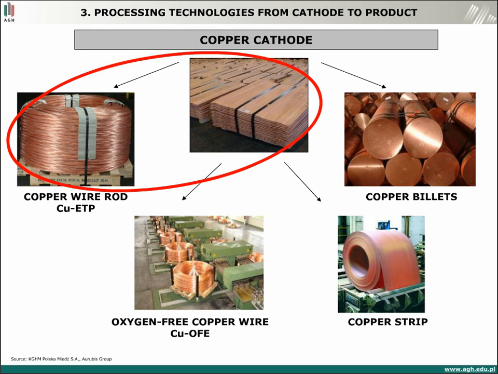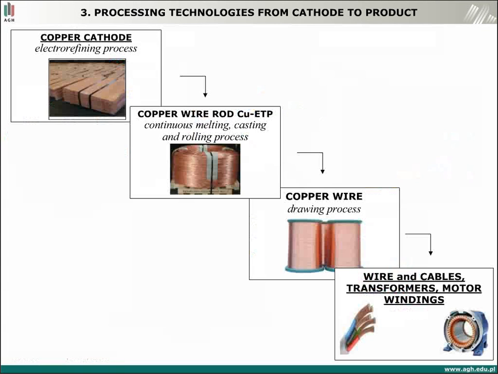So first, let's have a look at what the final products are and what the possible technological routes of processing copper wire rod obtained from the continuous melting, casting and rolling line are. The diameter of wire rod is in most cases equal to 8 millimeters, which is a sort of standard, which allows easy processing of wire rod into wires with smaller gauges in the drawing process. The ready-made wires after the drawing process are intended for production of all sorts of wires, cables, transformers, or motor windings.